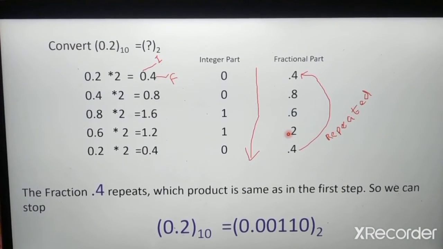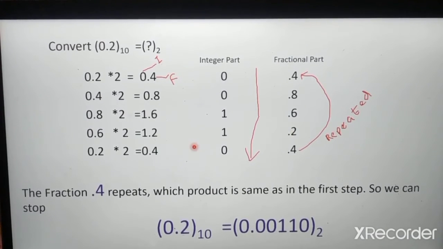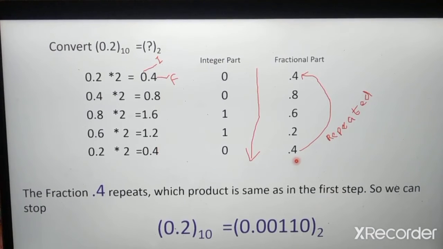Again we can continue the same process. So we multiply again this 0.2 by 2. We get 0.4. Here 0 is our integer part and 0.4 is our fractional part. This 0.4 is repeated from the first step, so we can stop the process and write the result.